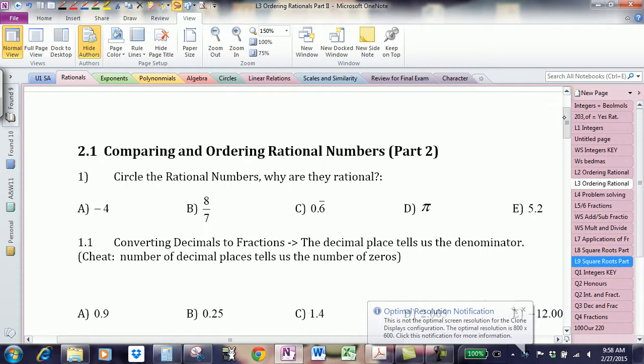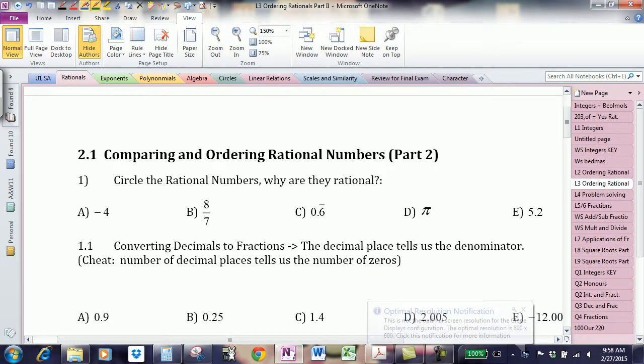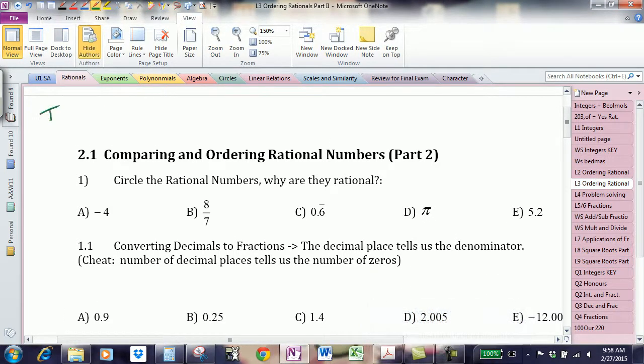So today we're looking at comparing rational numbers, part 2. First of all, let's focus on irrational numbers and what is an irrational. Irrationals are such things like root 2, root 19. These things go on forever. They have no end. They're what we call infinite numbers.